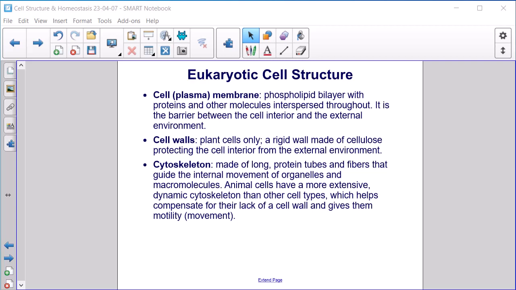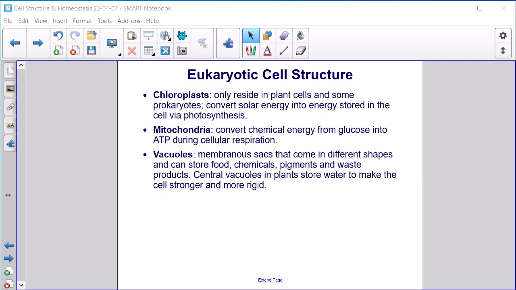Cytoskeleton is made of long protein tubes and fibers that guide the internal movement of organelles and macromolecules. Animal cells have a more extensive, dynamic cytoskeleton than other cell types, which helps compensate for their lack of a cell wall and gives them motility, or movement. Chloroplasts only reside in plant cells and some prokaryotes.